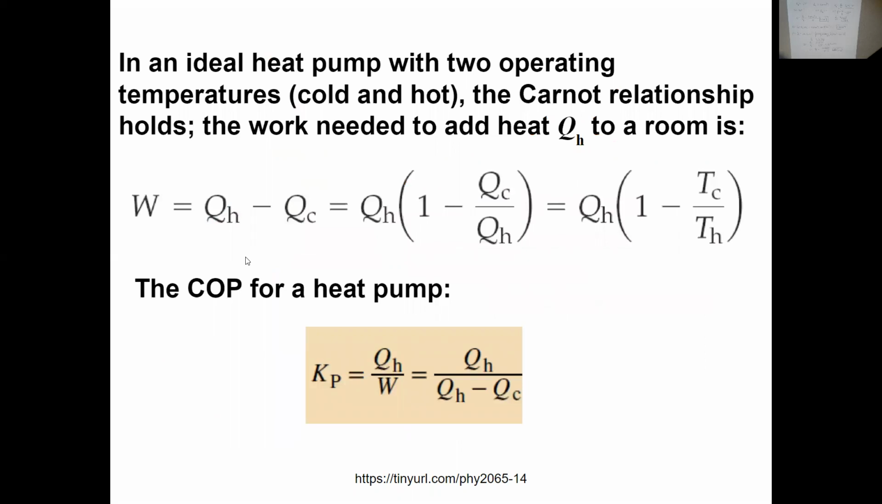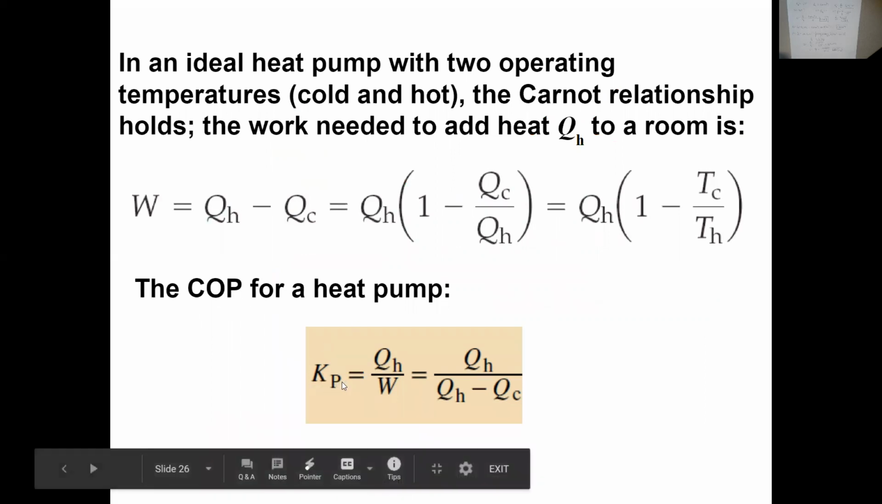For a heat pump, we are interested in how much heat can be added to the inside of the room. So the coefficient of performance for a heat pump is K sub P equal to QH over W. So the more QH you can add to the room, the better the heat pump is. So you can rewrite it as QH divided by QH minus QC, which gives you W.